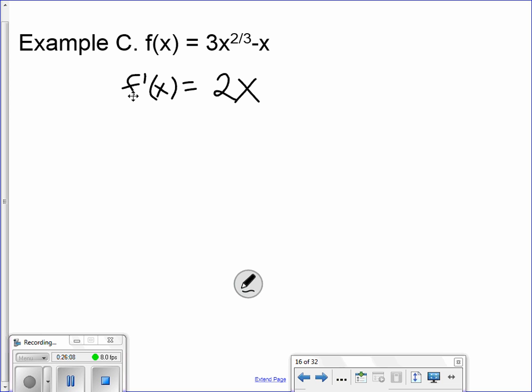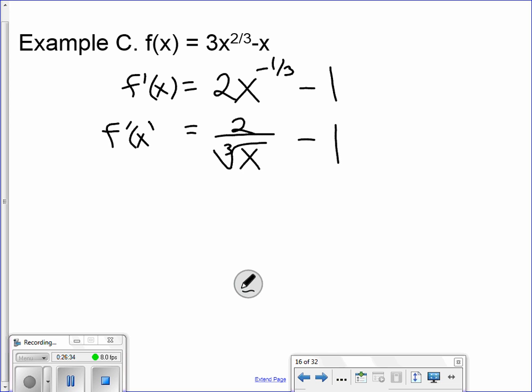Good. 2x to the -1/3 minus 1. Do we agree with that? You see it? Now, here's the thing, guys. This derivative involves fractions. I don't see any fractions. Well, it's 2 over the cube root of x, minus 1. When you have a derivative that involves fractions and you want to make a sign chart, you're going to have to combine those into a single term.